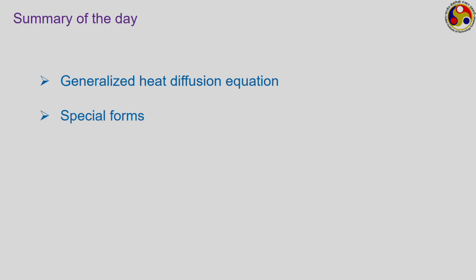So, that is where I would like to stop today. We have talked about the generalized heat diffusion equation. This is its version in Cartesian coordinate that we have derived. Then a few special forms, like for isotropic materials, for steady state, for uniform materials, or the very special case of one dimensional steady state heat conduction with constant properties and zero heat generation, that was developed. Then we talked about the boundary conditions.